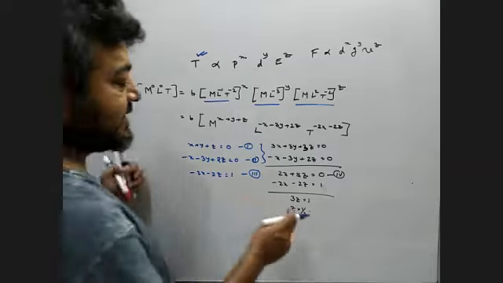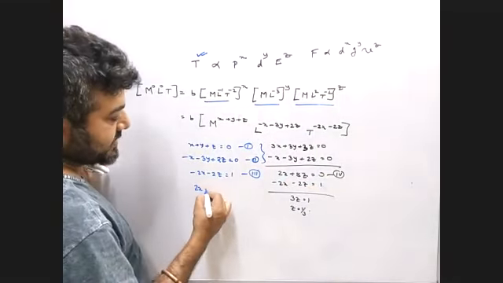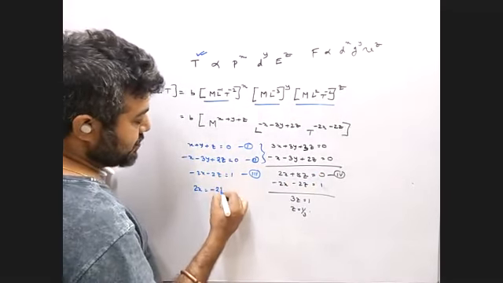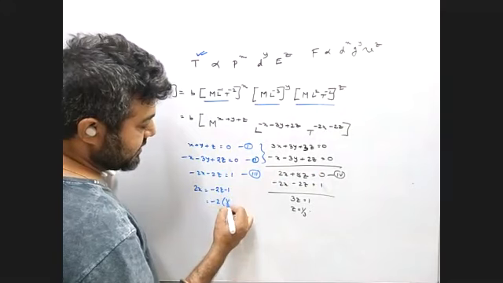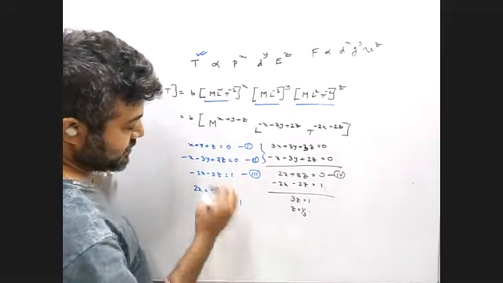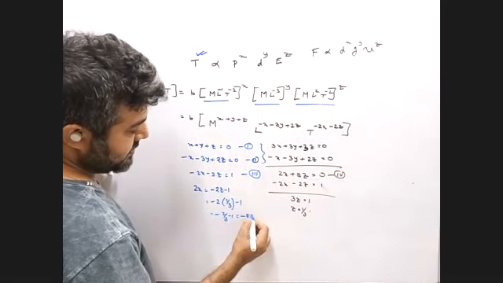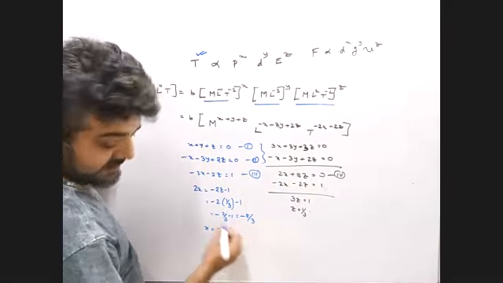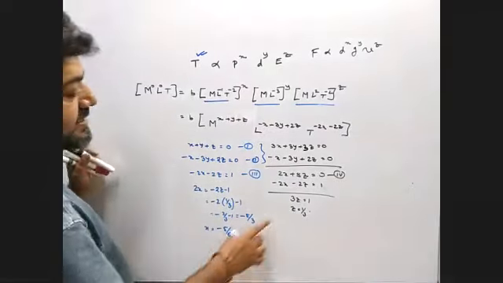If z is 1 by 3, now we can put it in any one equation, like 2x on this side. So 2x is minus 2z minus 1, that is minus 2 by 3 minus 1, that is minus 5 by 3. So x is minus 5 by 6. Is it okay? So x is minus 5 by 6 and z is 1 by 3.